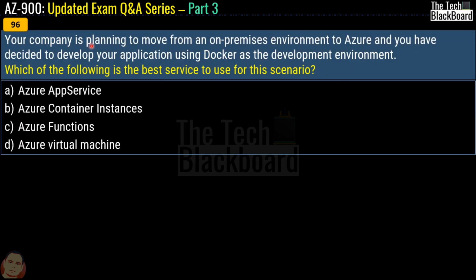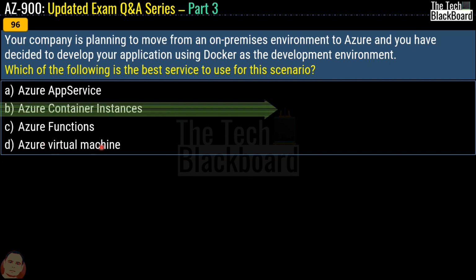Now let's move to question number 96. This one says that your company is planning to move from on-premises environment to Azure, and you have decided to develop your application using Docker as a development environment. So which of the following is the best service to use for this scenario? Your options are Azure App Service, Azure Container Instances, Azure Functions, or Azure Virtual Machine. The correct answer is very obviously Azure Container Service.